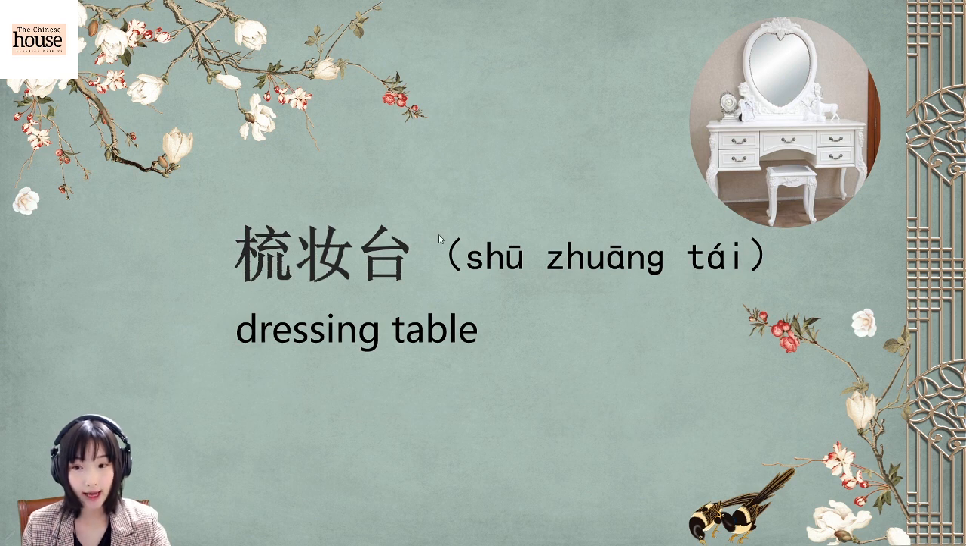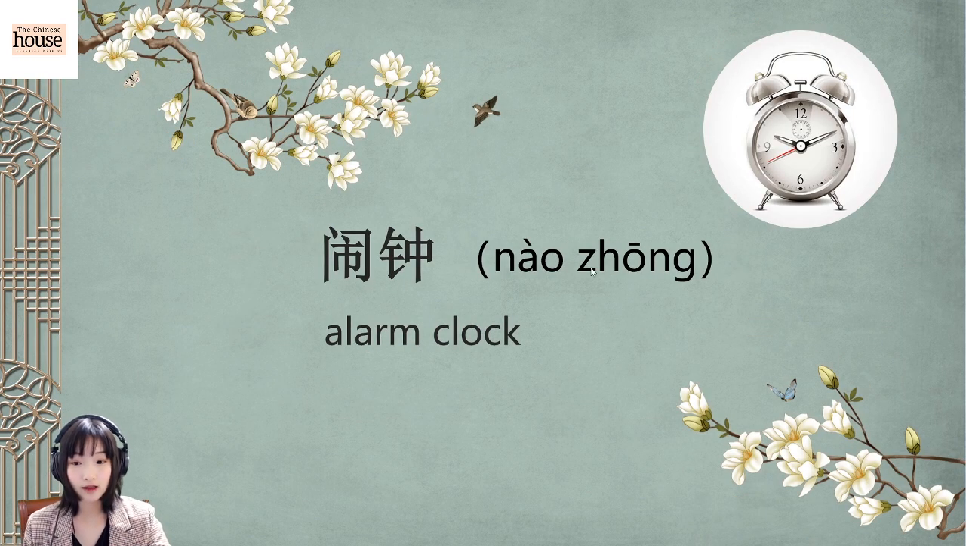梳妆台. We have alarm clock, 闹钟. We have learned 钟 in housing before. We know it is clock. 钟. And what is 闹? It means noisy. So the alarm clock will make some noise to wake you up. It is 闹钟, first tone 闹, 闹钟.